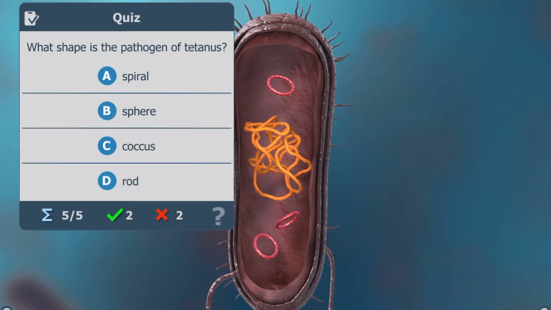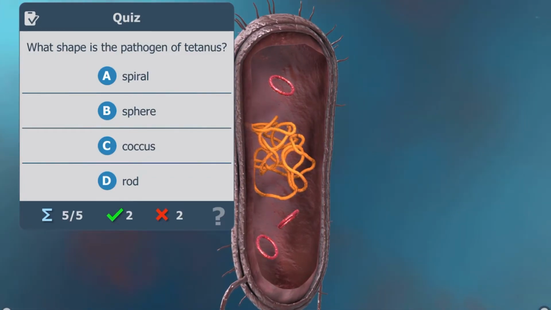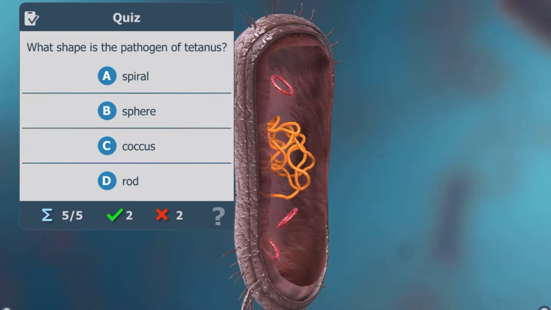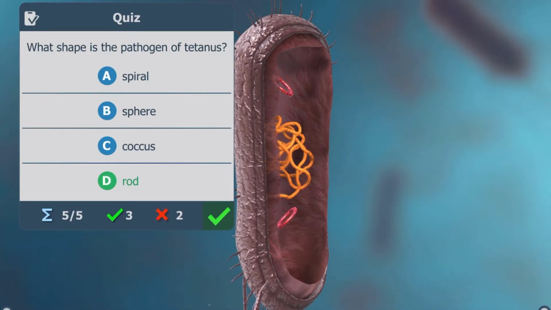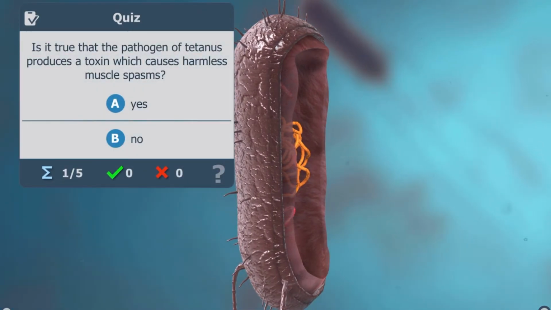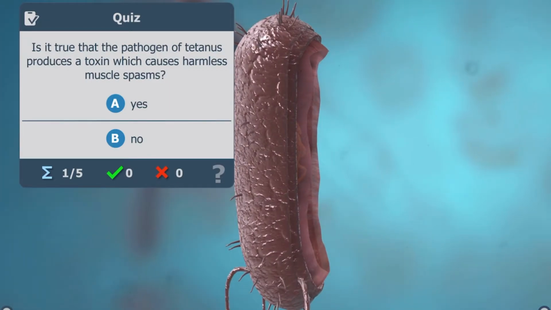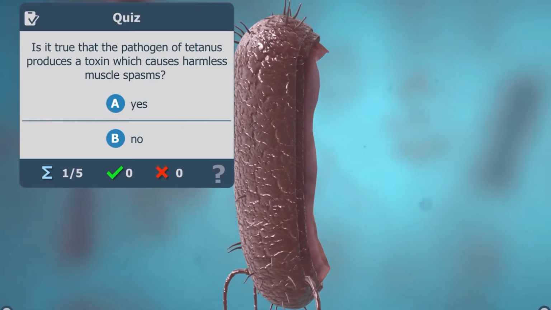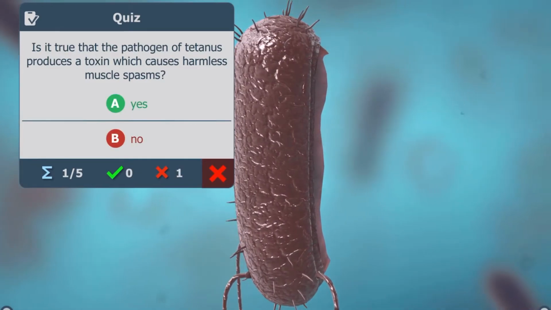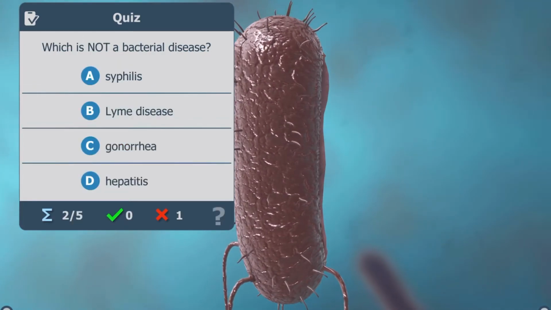What shape is the pathogen of tetanus? Oh no. Has the word anus in it? I don't know. What the hell? Tetanus. Rod. Right. Okay, let's do it again. Is it true that pathogen of tetanus produces toxins which cause harm? That's muscle spasm. Harmless. No. Oh yes. Why is it flaccid? Oh no. Which is not bacterial disease.